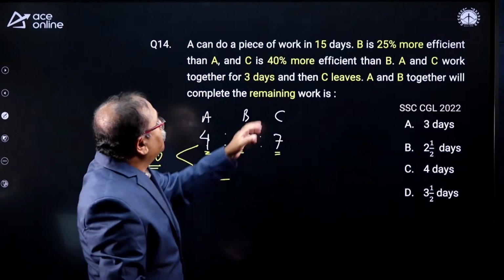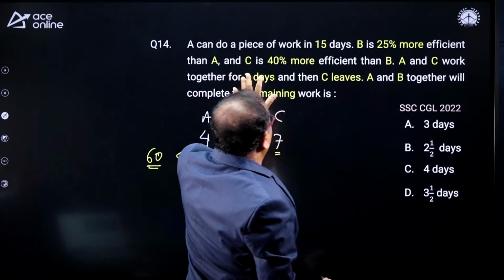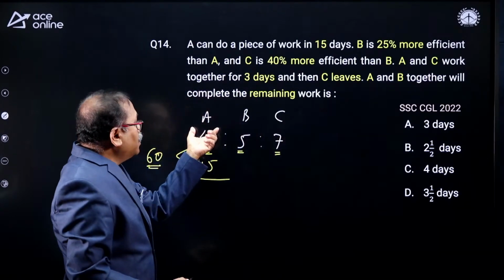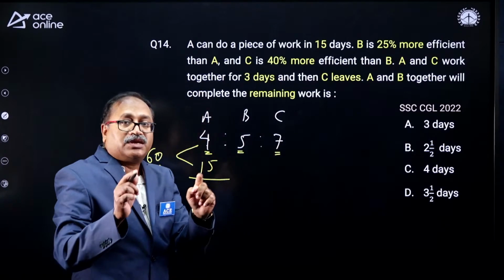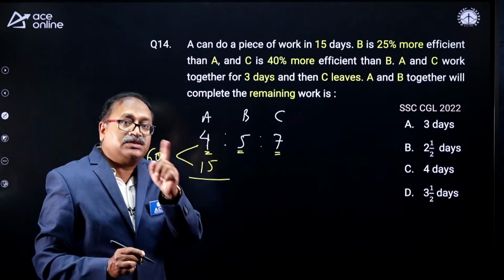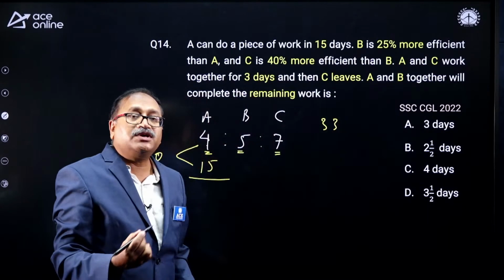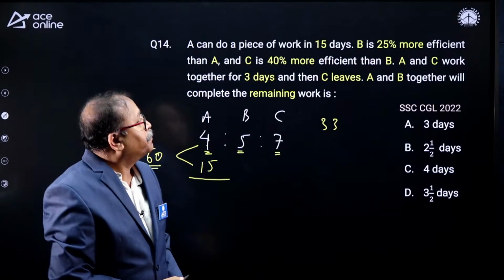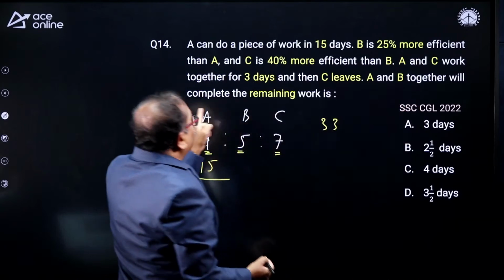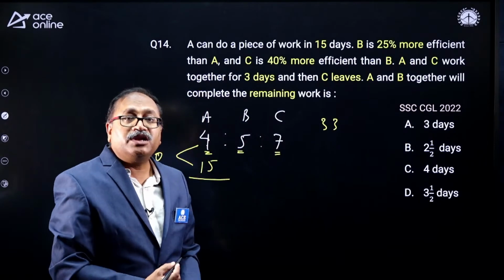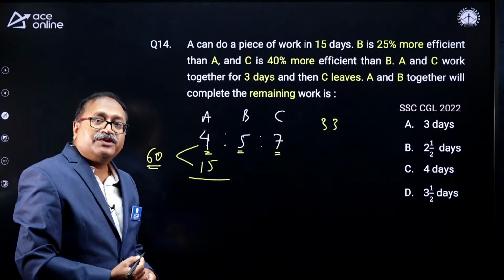Understanding? Okay. Now it says that A and C work together for 3 days. So if A and C work together, then 4 plus 7 is 11 units, and they work for 3 days. 11 into 3, 33 units. In the first 3 days, 33 units are over. And after that what happens? C leaves, then A and B together complete the remaining work. What is the remaining work? That is 60 units minus 33 units, that is 27 units.